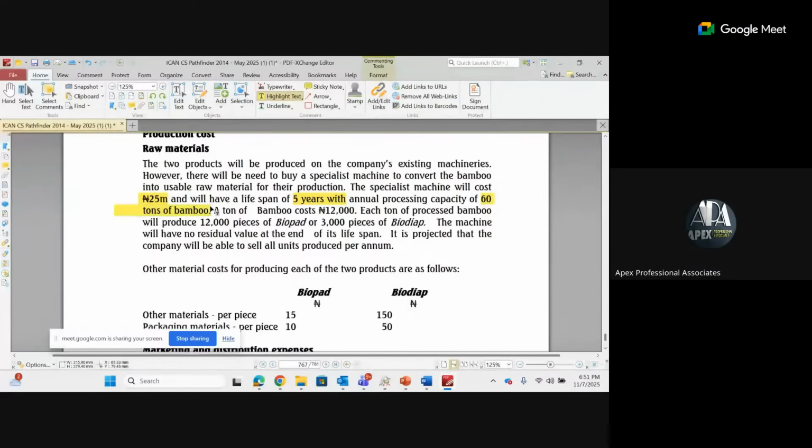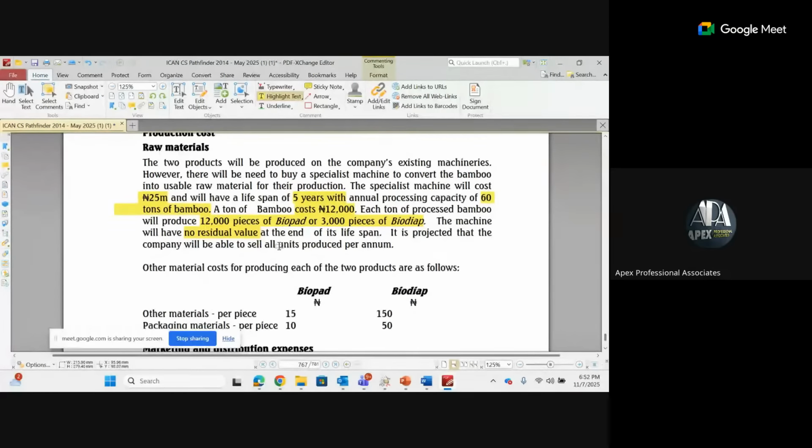You can see I'm making it easier. I'm highlighting the important data that we need. A ton of bamboo costs how much? 12,000 naira. Each ton of processed bamboo will produce 12,000 pieces of Biopad, or 3,000 pieces of Biodap. The machine will have no residual value at the end of its useful lifespan. It is projected that the company will be able to sell all units produced per annum. This is a very good projection.